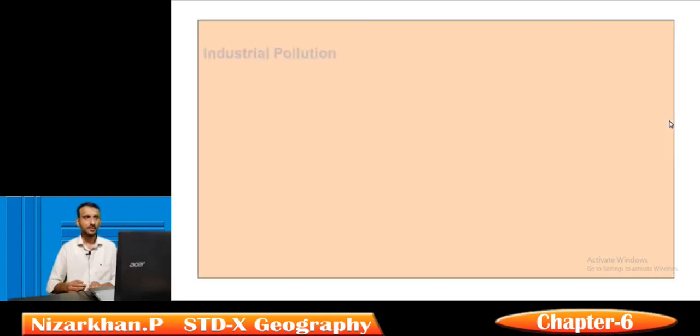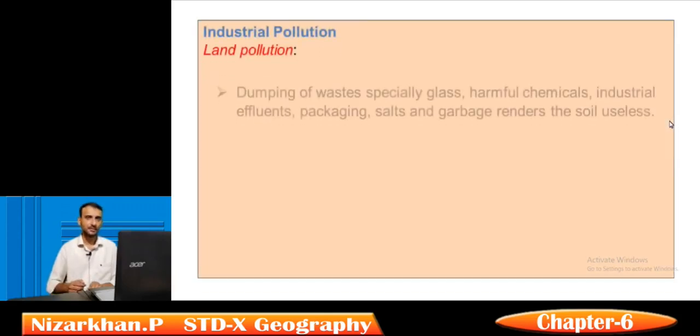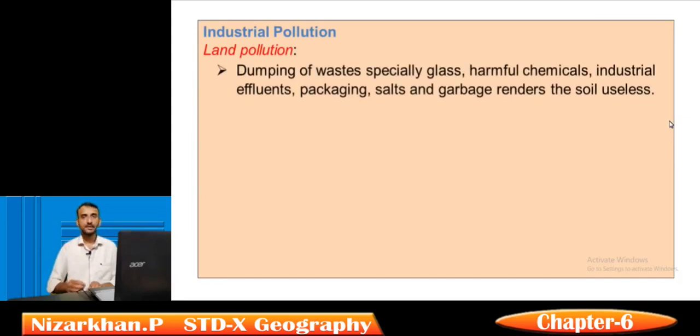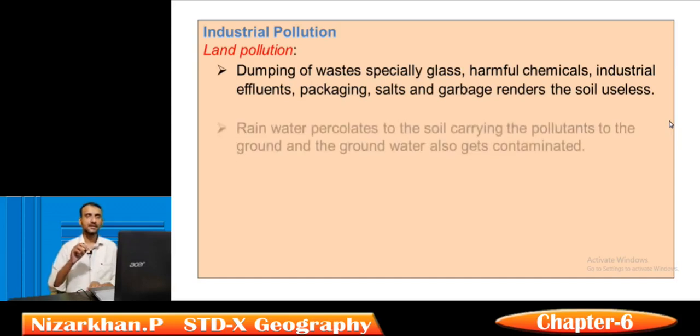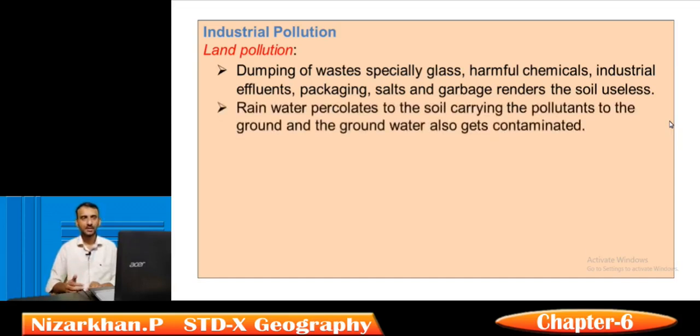Then land pollution. What is land pollution? Dumping of waste, especially glass, harmful chemicals, industrial effluents, packaging, salts, and garbage renders the soil useless. Wherever this type of waste is dumped, that land, that soil will be useless. Rainwater percolates through the soil, carrying the pollutants down, and the groundwater also gets contaminated. This is the way land pollution occurs.